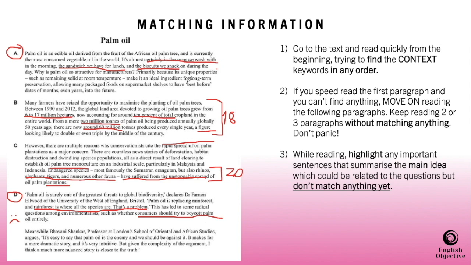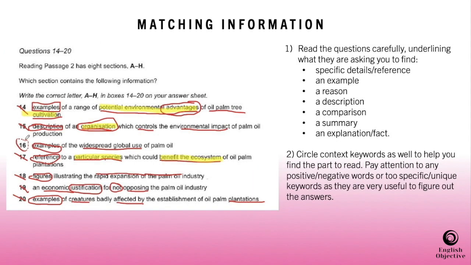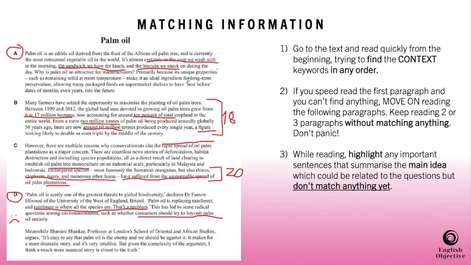So if I go back to the questions and I just have question 16 left, examples of the global use of this oil, I can clearly see that A is giving me several examples, right? So we are using it in the soap to wash. We are also using it for lunch. We are also using it for snacking. Yeah? So that's what A is about. And therefore, my decision would be that paragraph A is actually giving me examples of the use that I need to find for question 16.